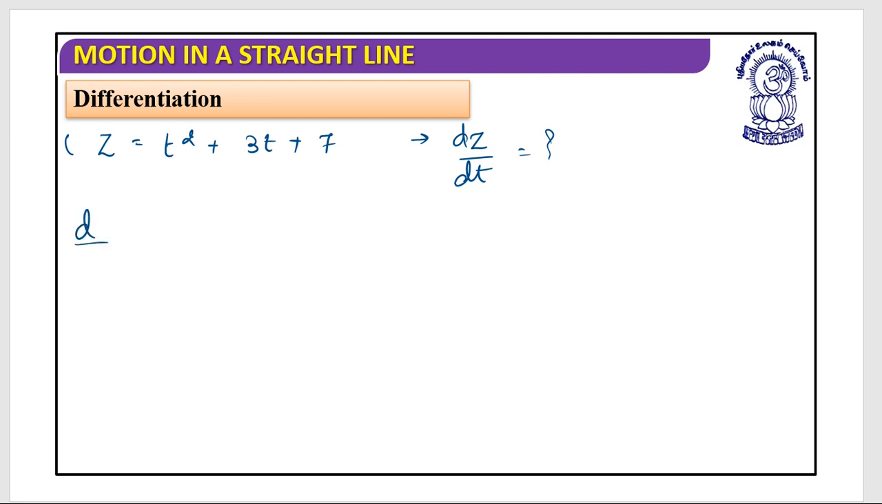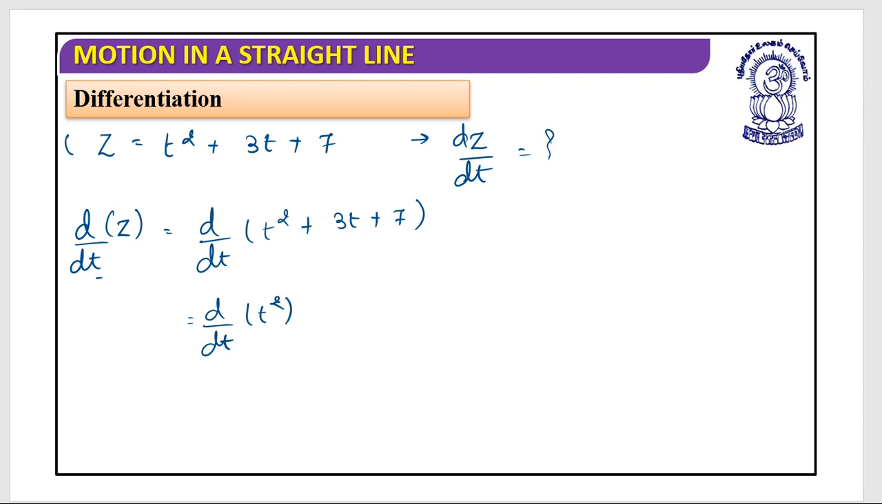Now what I need to do is differentiate z with respect to t. This is d by dt of t square plus 3t plus 7. So this is d by dt of t square, plus d by dt of 3t, plus d by dt of 7. So d by dt of t square is 2t, d by dt of 3t is 3.